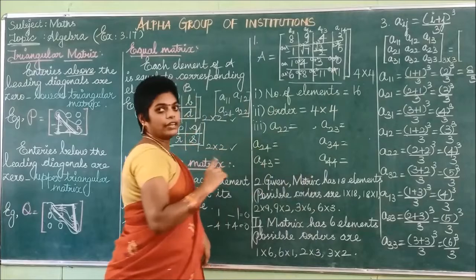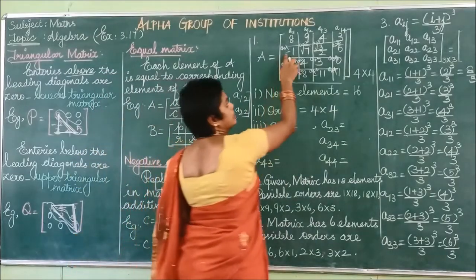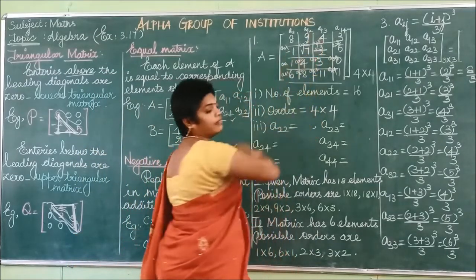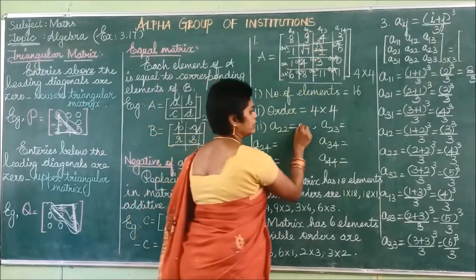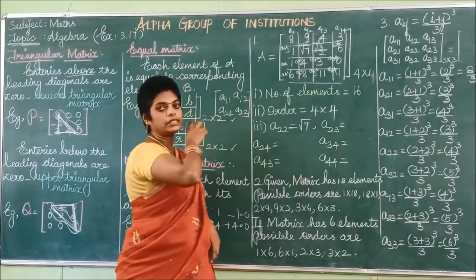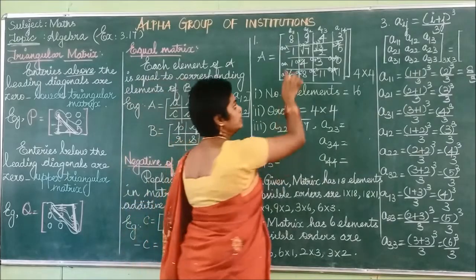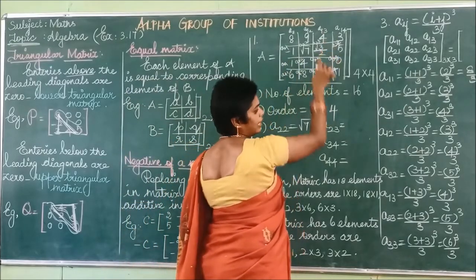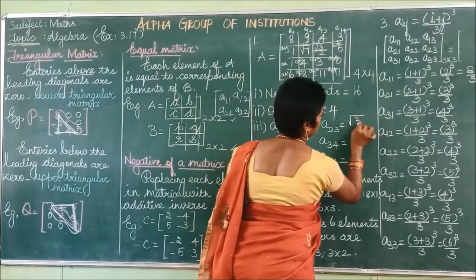So find A22. That means second row and second column. What is the value? The A22 value is root 7. Then A23. That means second row and third column. Our value is root 3 by 2.